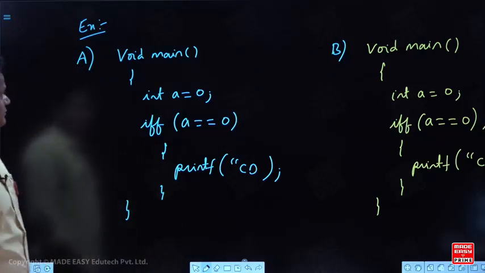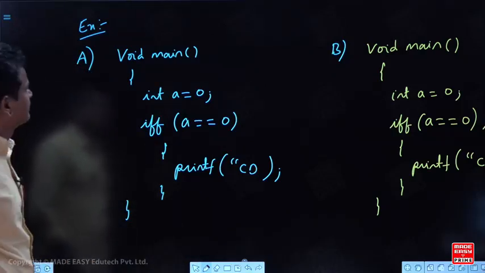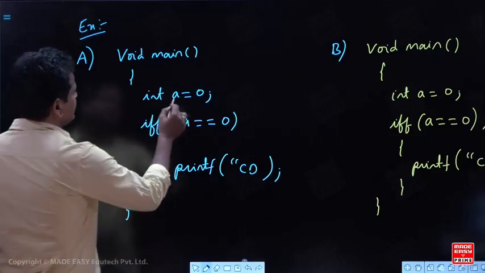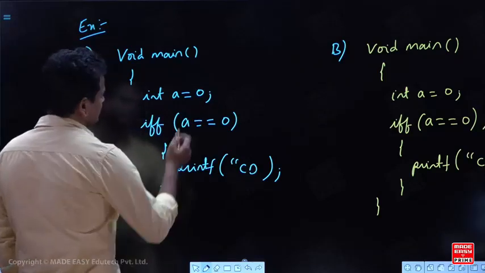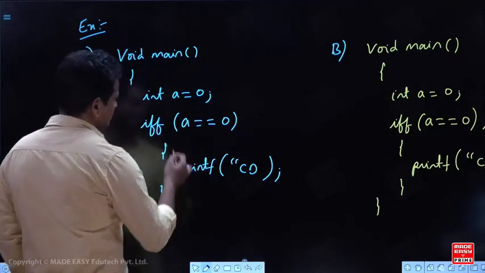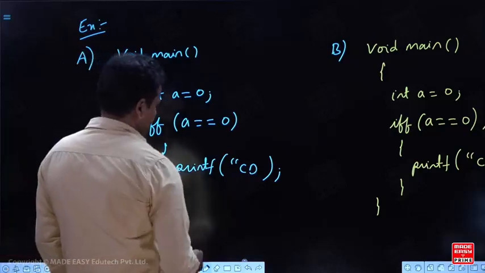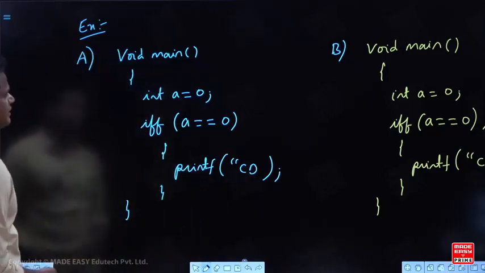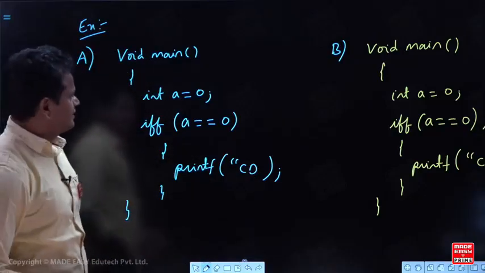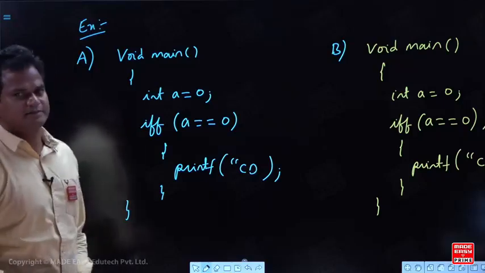Are you following? Void main, open parenthesis, int A equal to 0, semicolon. If A equal to 0, then printf the cd, and this is okay. Now what is the earliest error that can be produced by the compiler?